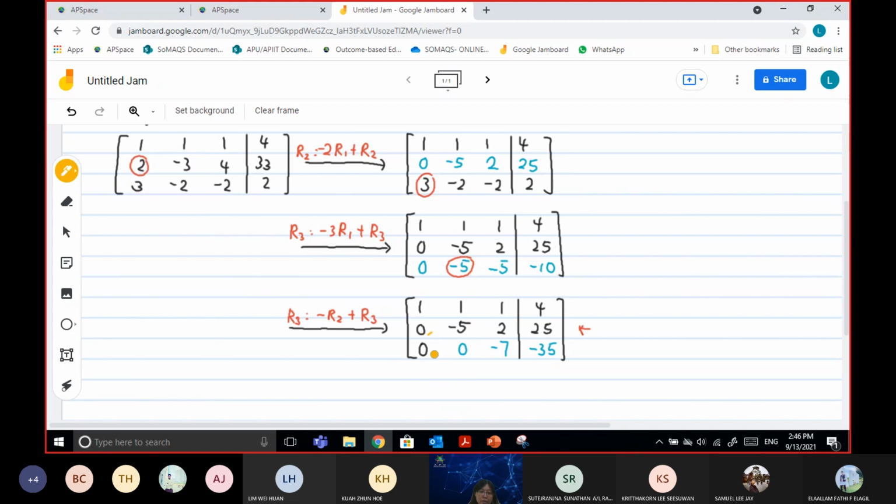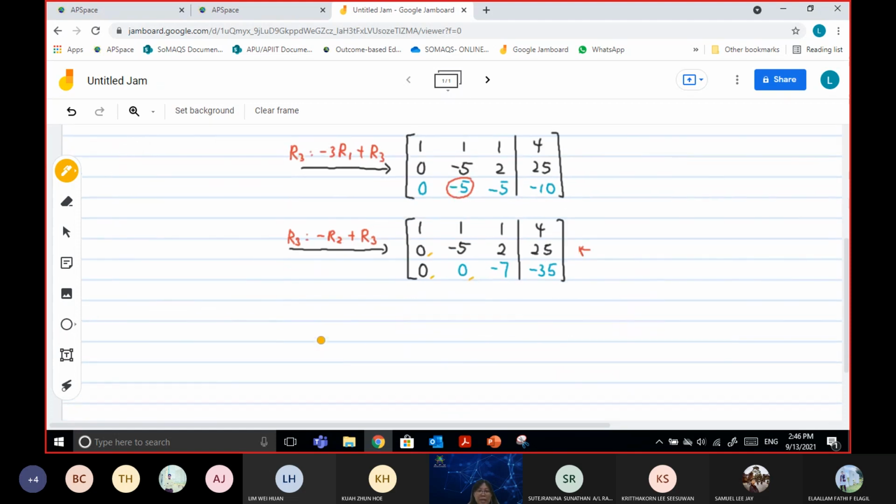Okay, so that means I achieved the upper triangular. That means I can stop here already. What I need to do next is solve the equations. When I solve the equations, I start from the third row. Remember, we solve it from the third row.